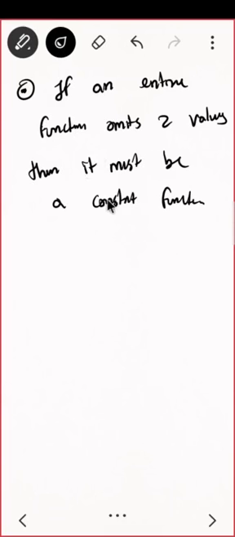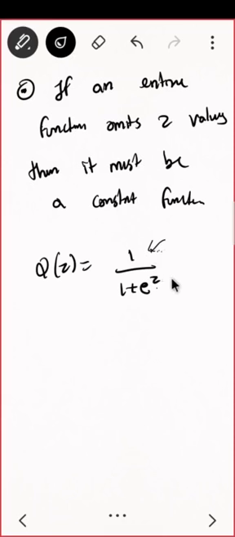Now what about a meromorphic function? Suppose I am giving a meromorphic function, say phi of z equal to 1 upon 1 plus e raised to z. First of all, this is not an entire function. This is what you need to understand. And do you see, this is a meromorphic function. I can write it as a quotient of two functions, p of z and q of z, where each of them is an entire function. So this is a meromorphic function.